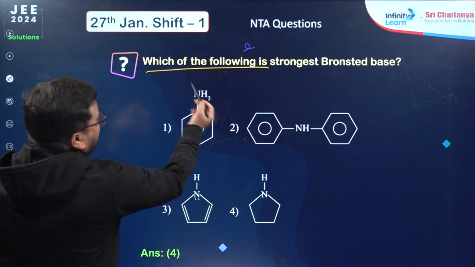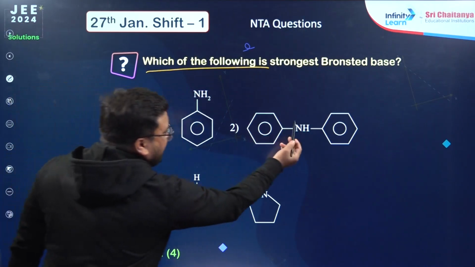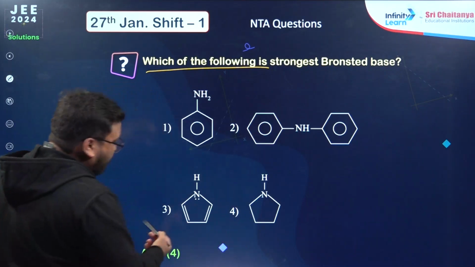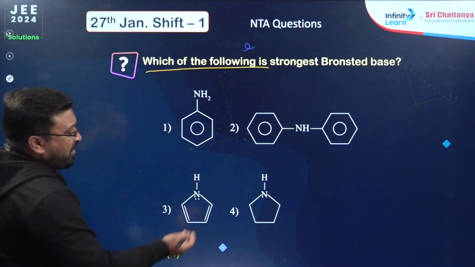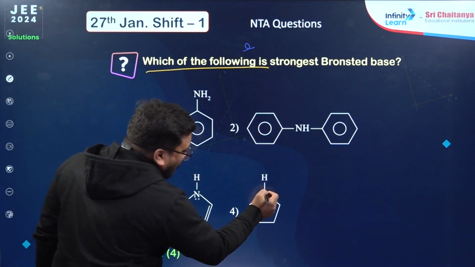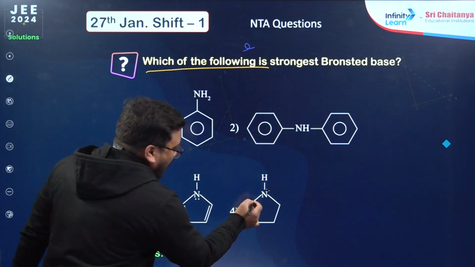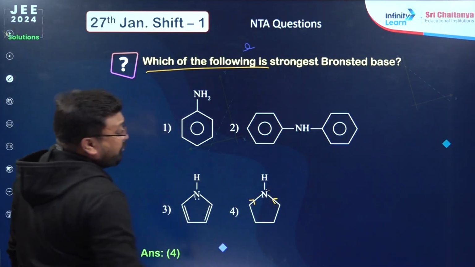Let's see. In this portion, the lone pair is involved in resonance. In this case, there are 2 options for delocalization of electron. In this case, aromaticity is developed due to this lone pair, but in this case, this lone pair is totally localized, and it is present over here. And also you can say, sir, the alkyl group is also shifting, increasing the electron density.